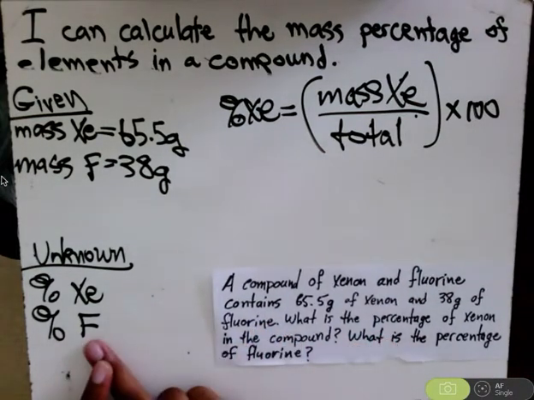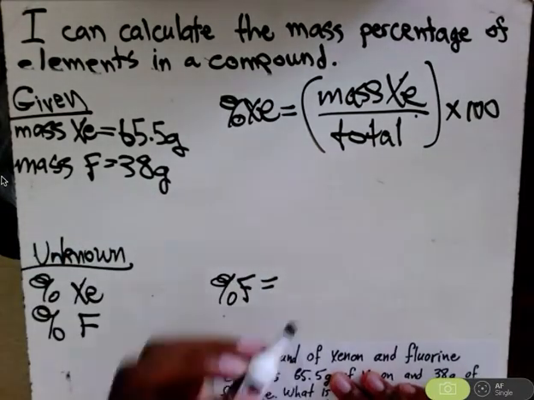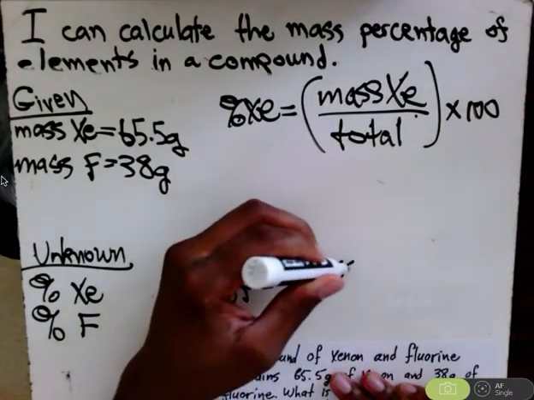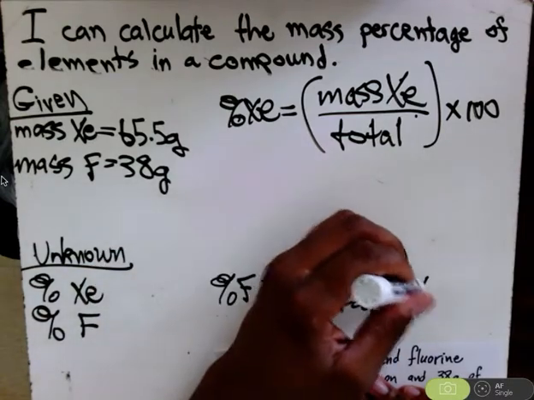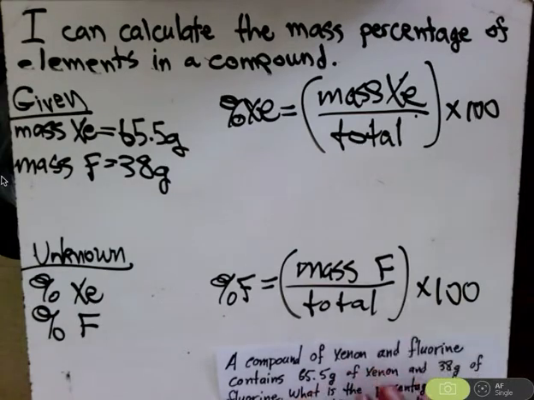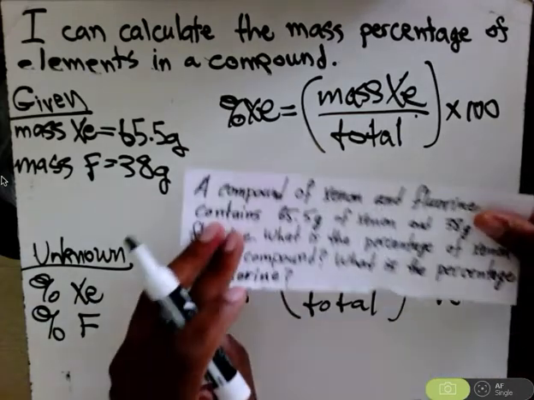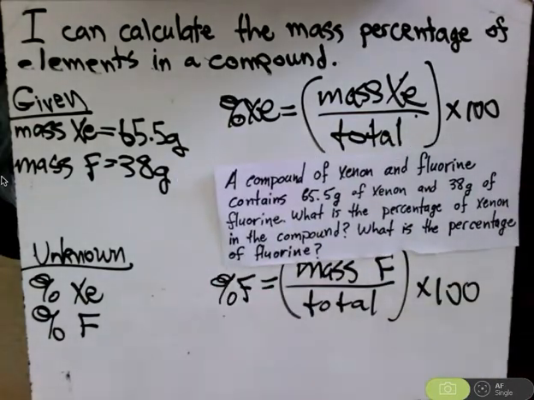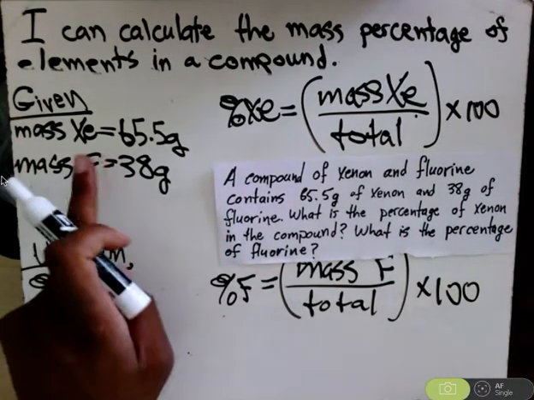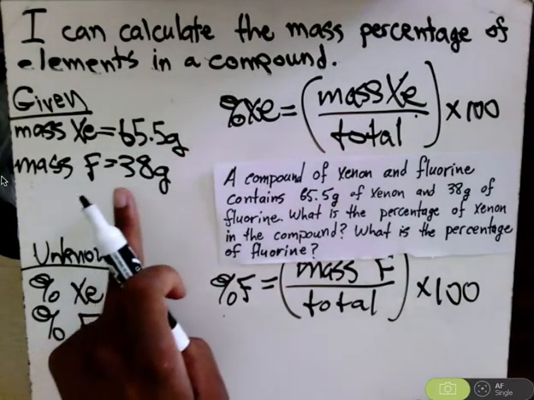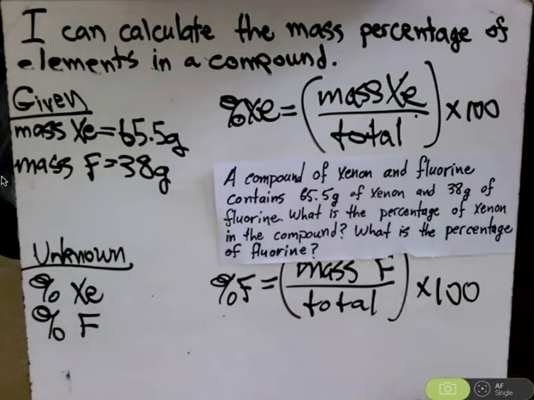Similarly, for the percent of fluorine, you're going to take the mass of fluorine divided by the total, multiply it by 100. So in both these cases, you need to know the total mass. But that's not given to us explicitly in the problem, but we can easily find the total by just adding up the two given quantities. Because if we have 65.5 grams of xenon and 38 grams of fluorine, if you add them up, then you will have your total mass of the compound.